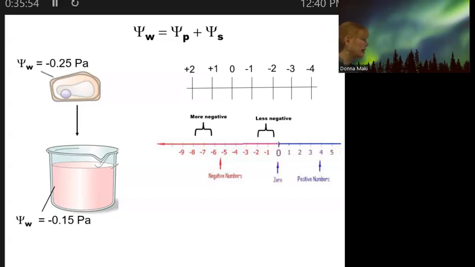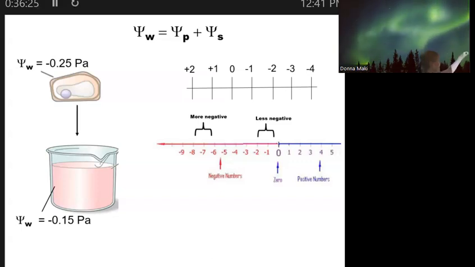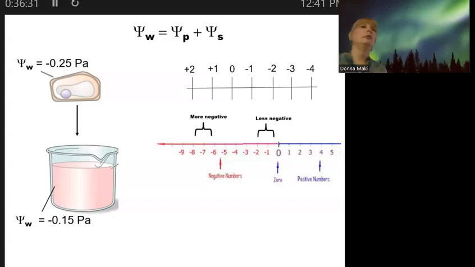If you dump that cell in, remember that cell has a cell membrane, so it's selectively permeable, and there's a difference in concentration across that membrane between the beaker and inside the cell. So how will water move? Will it move into the cell or out? Into. It's going to move from less negative water potential, negative 0.15 is less negative than negative 0.25. You plop that cell in, water's going to move from the beaker into the cell. So that's going to happen.